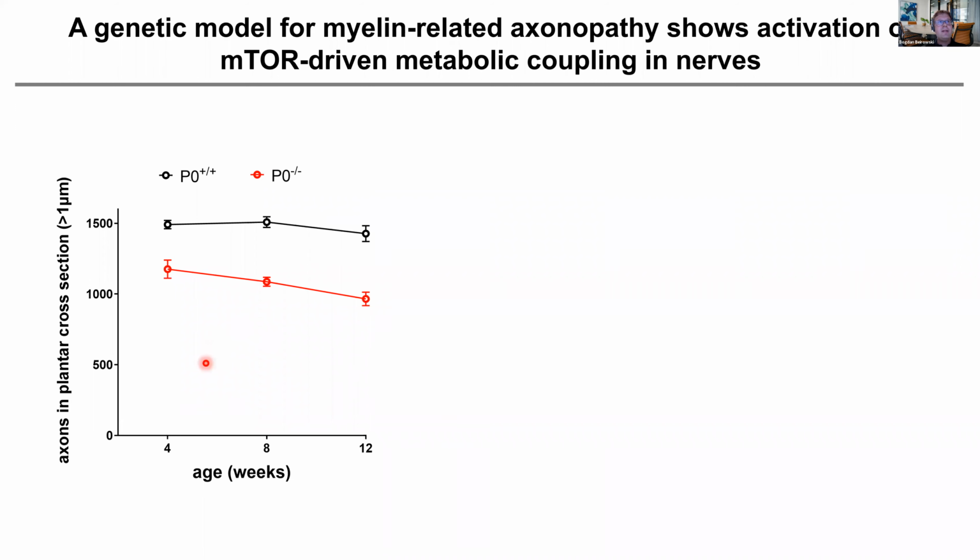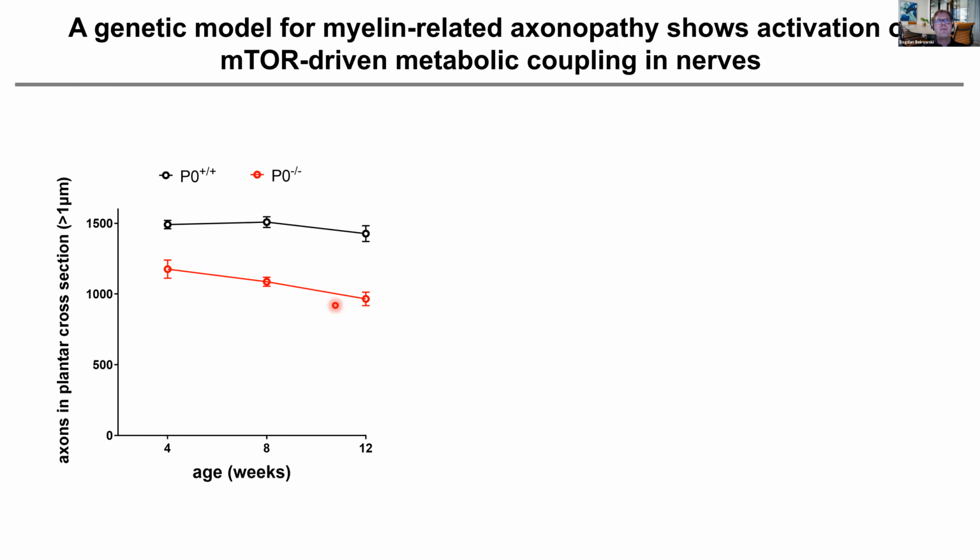So already at 4 weeks of age, we see dramatically reduced axon numbers. So there's very early axon degeneration, and this gets slightly worse with increasing age. So in this model, we could really not test all of our hypotheses.